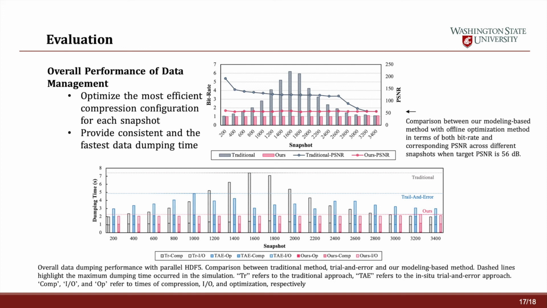And with this benefit, we can also provide consistent and the fastest data dumping time. So in the bottom figure here, you can see we compared the data dumping time of our solution and the previous traditional solution. We also introduce our implemented in-situ trial-and-error approach, which is to do the trial and error for each snapshot in-situ. However, this also introduces a very high overhead for the optimization. Compared with that, our solution can still provide the fastest data dumping time and a consistent data dumping time that is beneficial for scientific data management libraries.